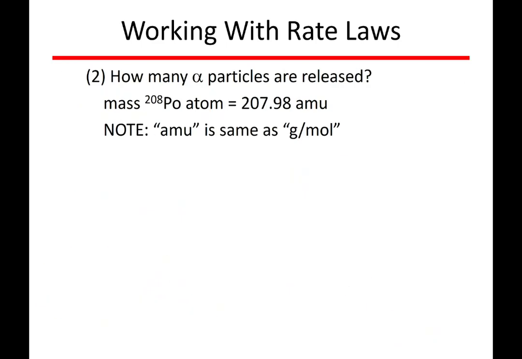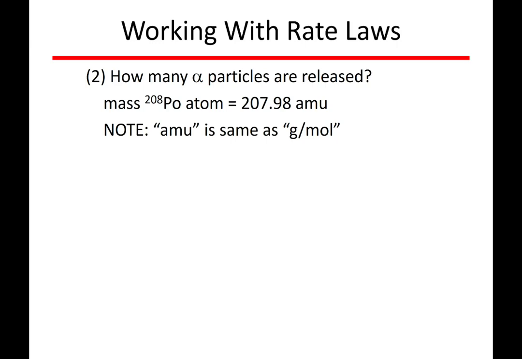Now in this second part of the problem, we're asked to determine how many alpha particles are going to be released. We're given the mass of a polonium-208 atom in units of atomic mass units. And I'll remind you, it's been a long time since we've talked about atomic mass units. We first introduced those back in Chem 1A, and I don't think we've talked about them since then. Atomic mass units are used interchangeably with units of grams per mole.